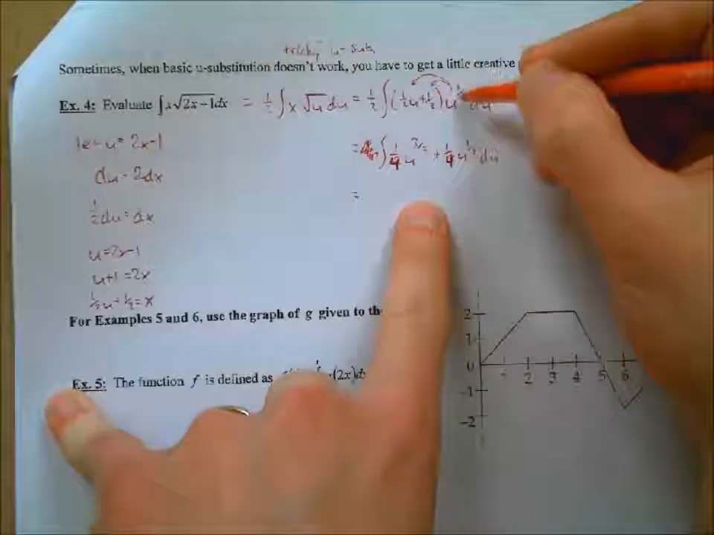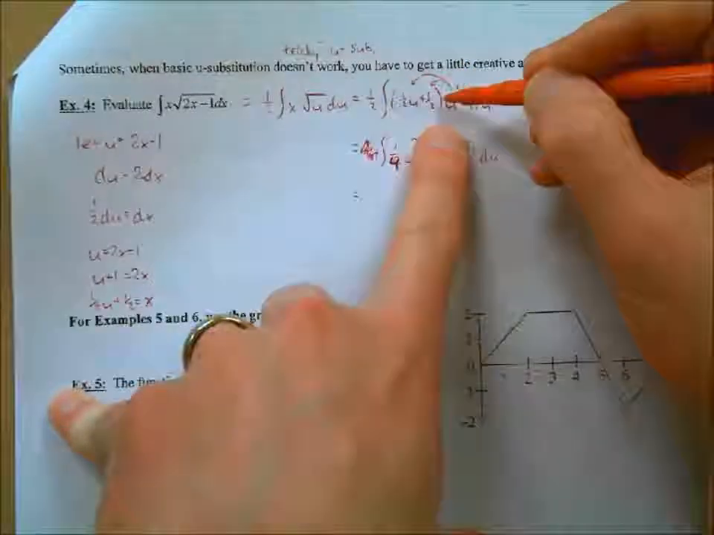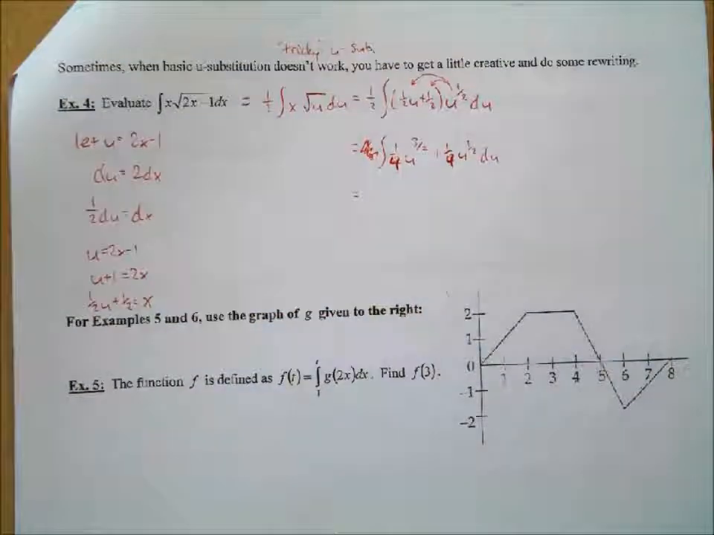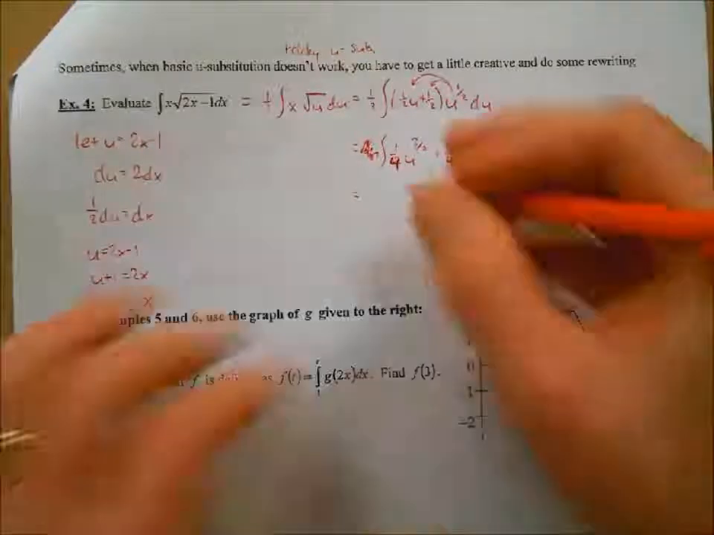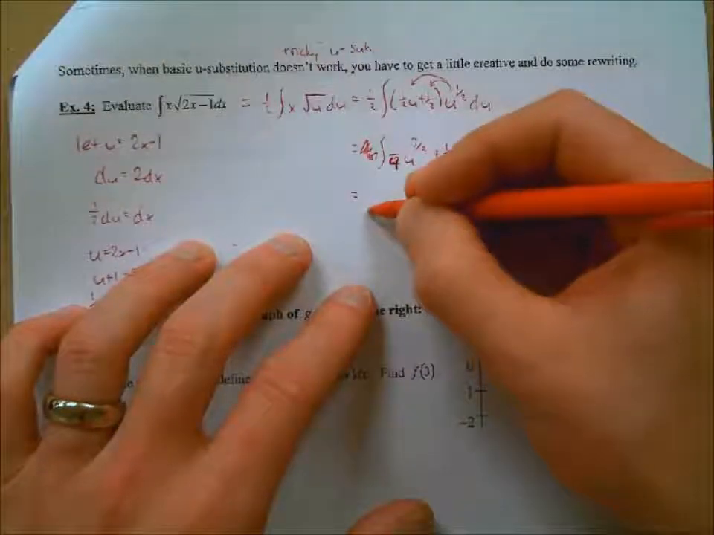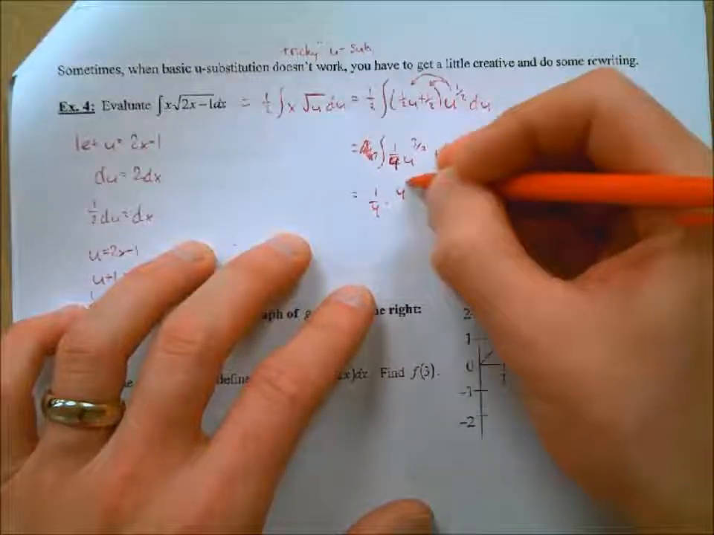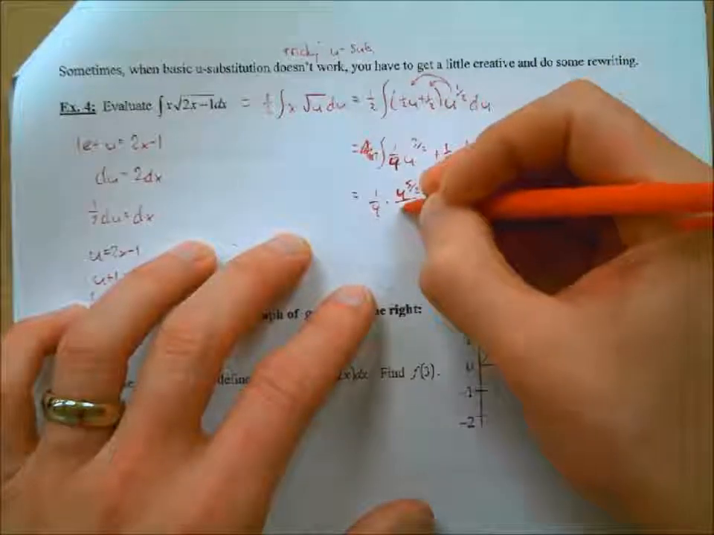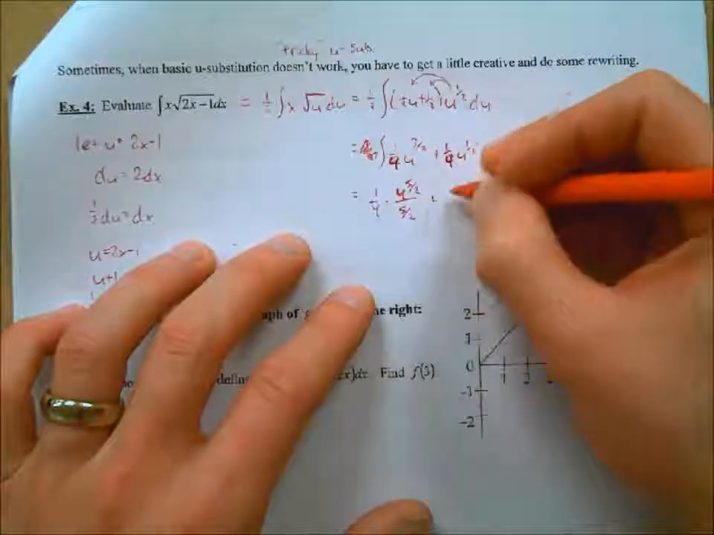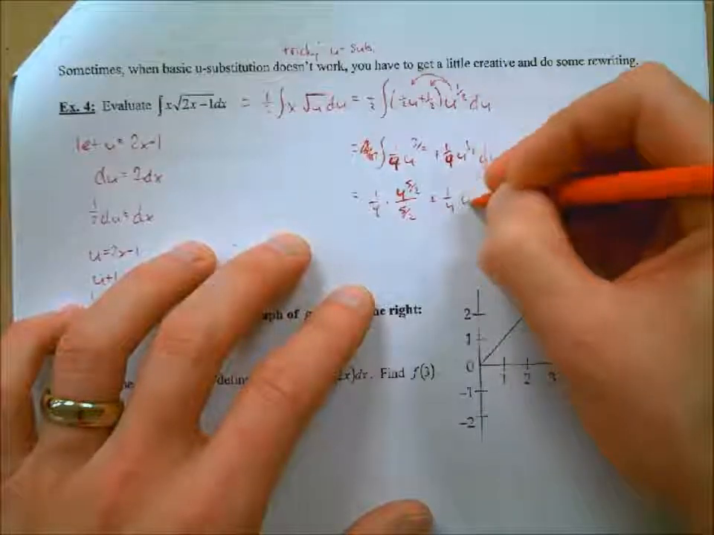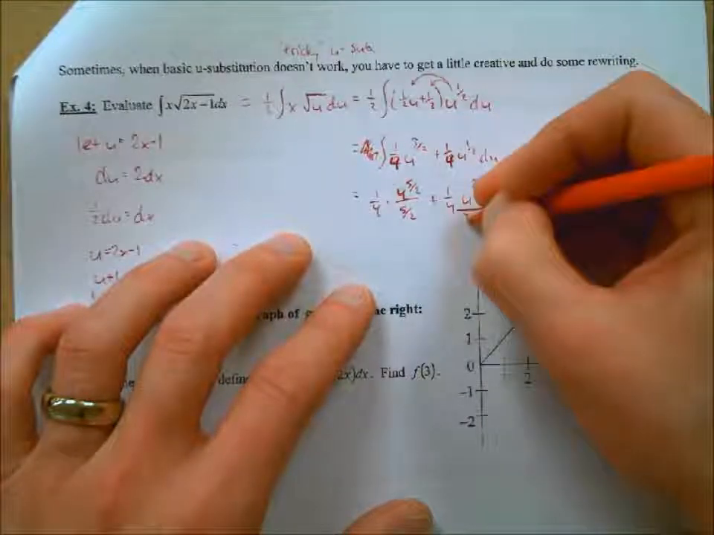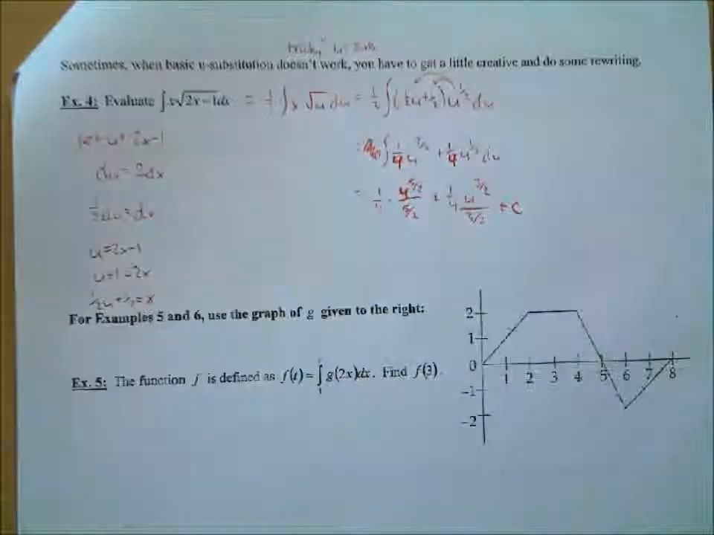U to the 1/2 times each, but then I also went ahead and distributed the 1/2 as well to both. Okay. So we integrate here, right? So we'll have 1/4 times, add 1 here, so it's u to the 5/2 over 5/2 plus 1/4 u to the 3/2 over 3/2 plus c. Don't forget that plus c at the end there.